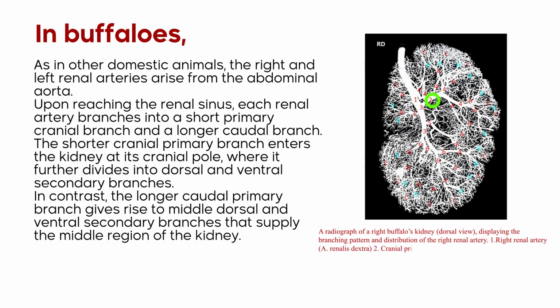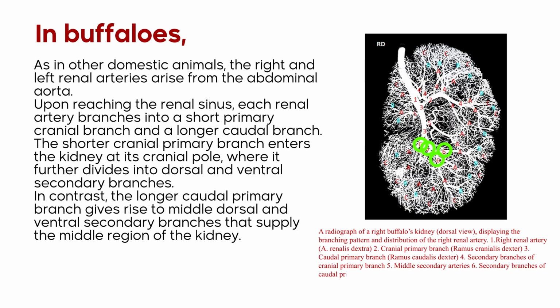A radiograph of the right buffalo kidney displays the branching. 2. Cranial primary branch, ramus cranialis dexter. 3. Caudal primary branch, ramus caudalis dexter. 4. Secondary branches of cranial primary branch. 5. Middle secondary arteries. 6. Secondary branches of caudal primary branch. A. Interlobar arteries, arteriae interlobares. B. Arcuate arteries, arteriae arcuatae. C. Interlobular arteries, arteriae interlobulares.